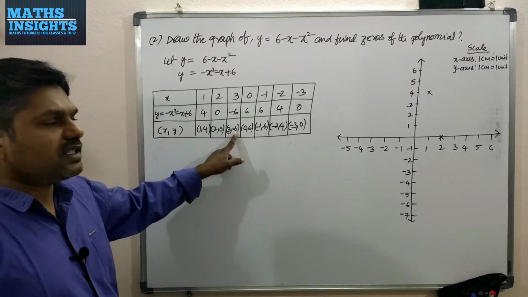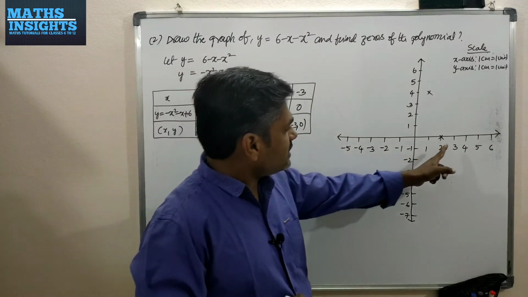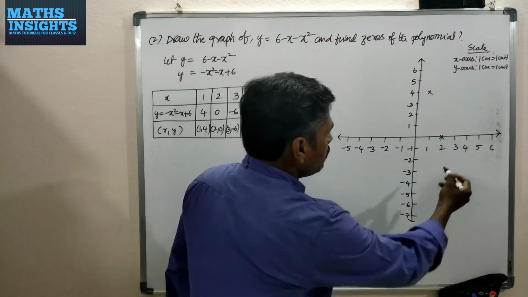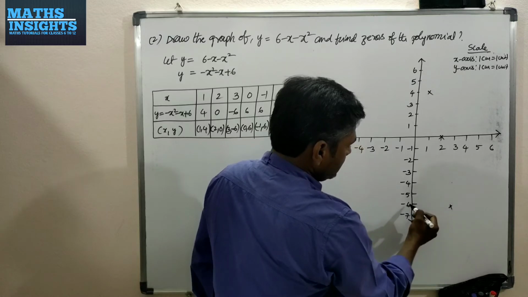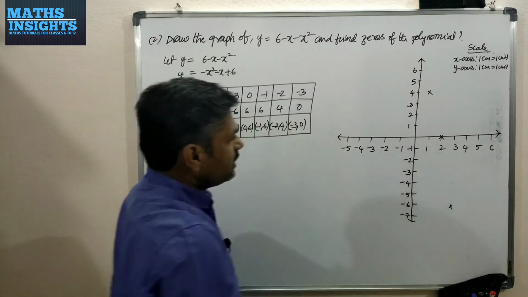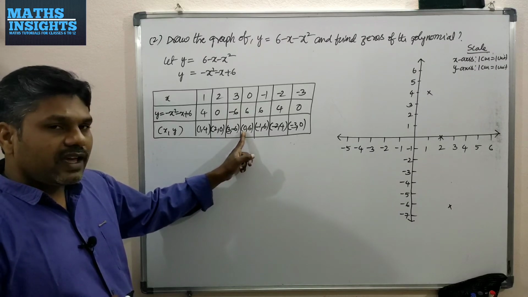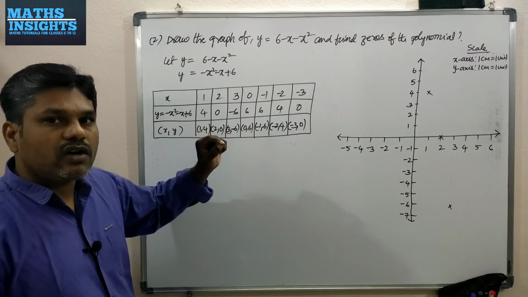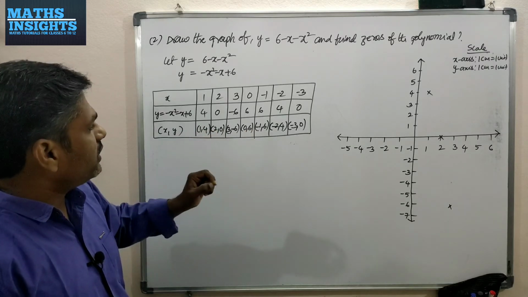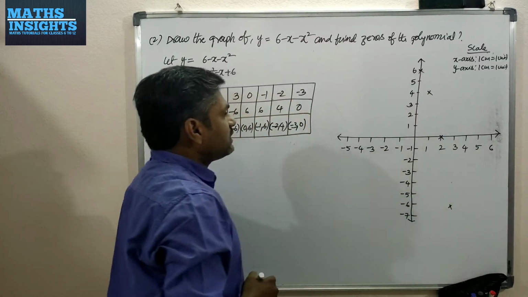Next 3 comma minus 6. That means x is 3, y is equals to minus 6. X is 3 here, minus 6 means you have to go down. You will find this point here, minus 6. See, this is minus 6 and this is plus 3. 0 comma 6. Again here x is 0, y is 6, means it will be on the y-axis. See, you will find here 0 comma 6.